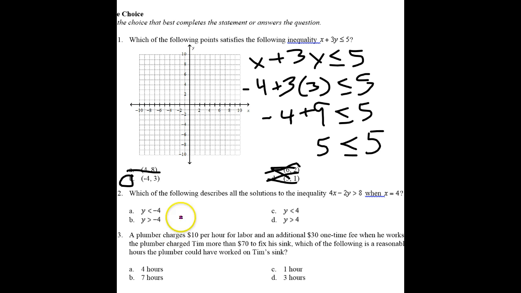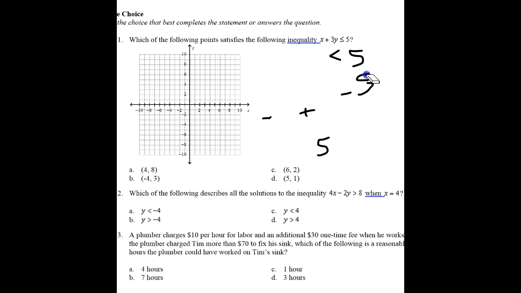Okay, so let's look at number 2. Which of the following best describes all the solutions to the inequality 4x minus 2y is greater than 8 when x equals 4? So the very first thing I want to start doing is plugging in my 4 for the x, and I'm going to go ahead and do that above here since I don't have enough room. I have my inequality is 4x minus 2y is greater than 8, and I'm going to plug in that 4 for the x.